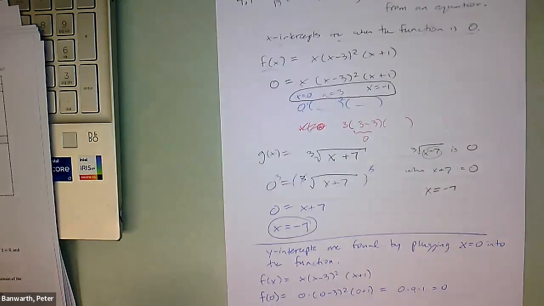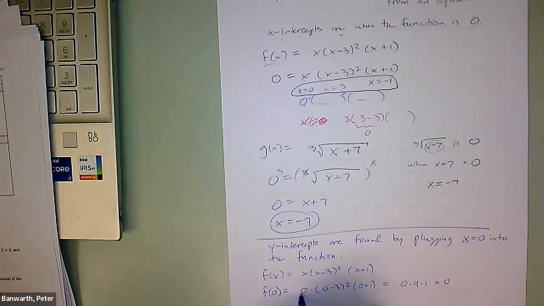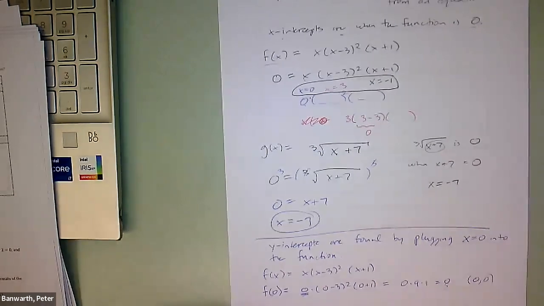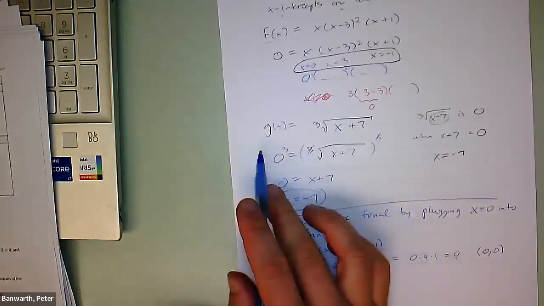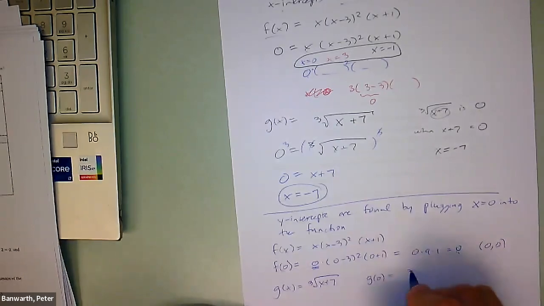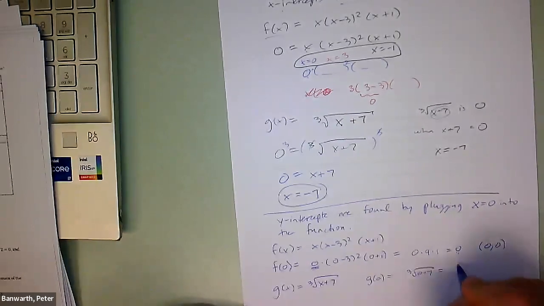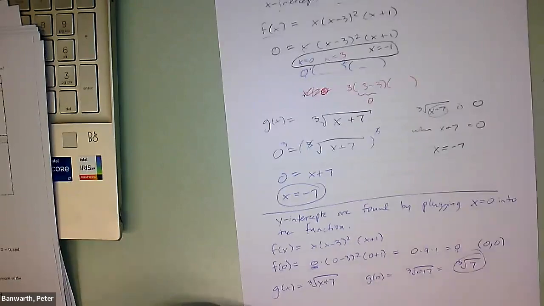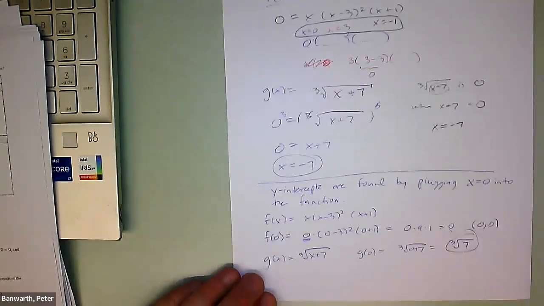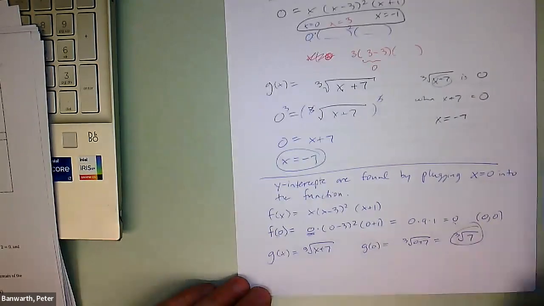I'll do two more. In this case, setting x equal to 0 also gave me 0. So my y-intercept is (0, 0). Like g of x, that's the cube root of x plus 7. I want g of 0, which is the cube root of 0 plus 7, which is the cube root of 7, and I'm satisfied with that answer. I can find out the decimal approximation, but I don't feel the need to.